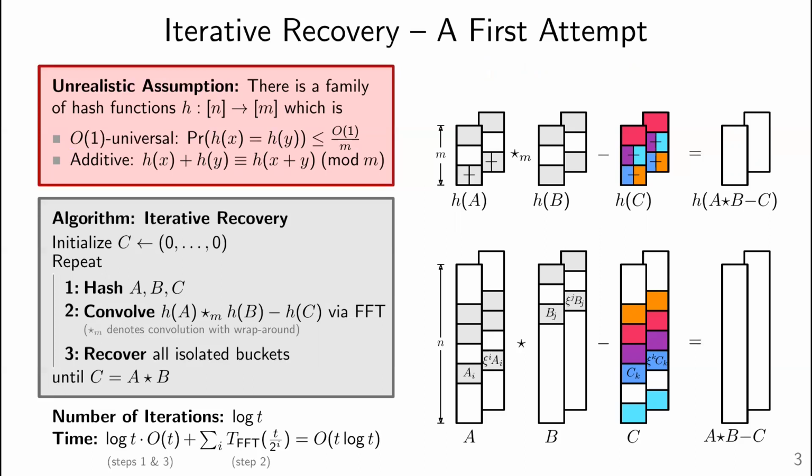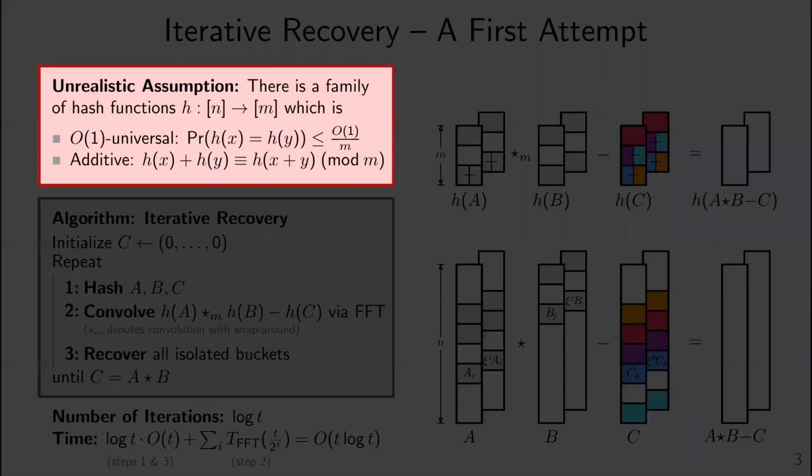Because by what I just said before, it suffices to decrease the bucket sizes geometrically across several iterations, which means that you essentially only have to count the convolution in the very first iteration, which takes time t log t. So indeed, there is this very simple algorithm which runs in time t log t, which is what we want to prove, if we can assume this unrealistic assumption.